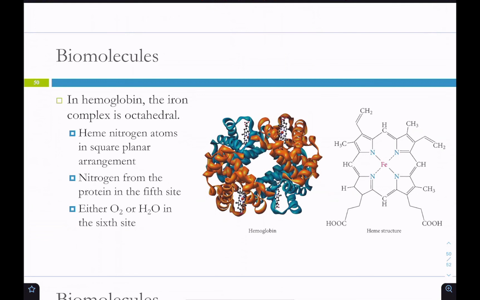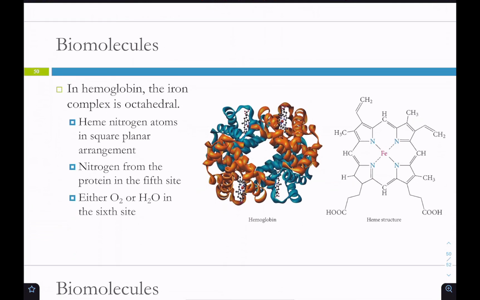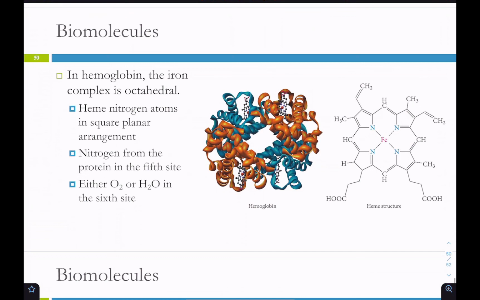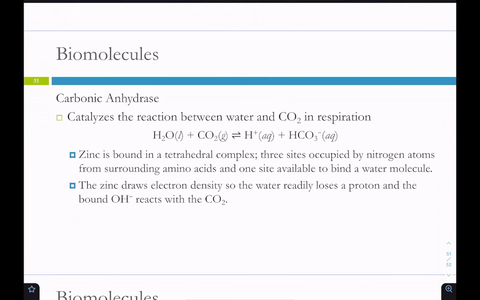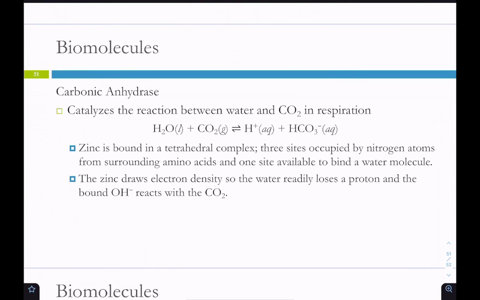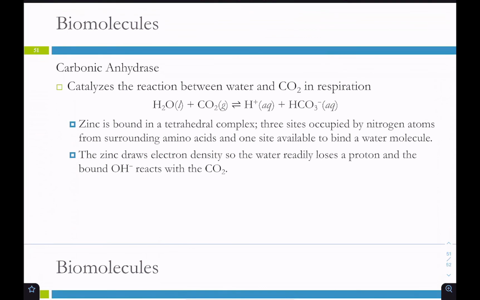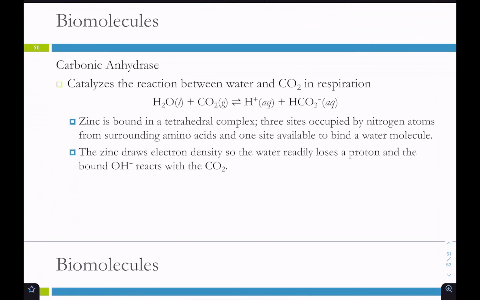And then, right, hemoglobin is a biomolecule. Carbon monoxide binds really well to hemoglobin, which is why that's toxic, because it makes it so your body cannot pick up oxygen. Other biomolecules, such as carbonic anhydrase, catalyze the reaction between water and CO2 as part of respiration. And it's zinc bound in a tetrahedral complex. The 3 sites are occupied by nitrogen atoms from surrounding amino acids, and then there's 1 site that binds the water molecule.